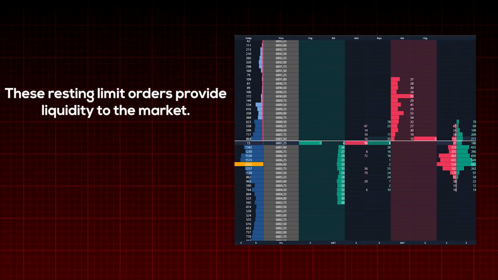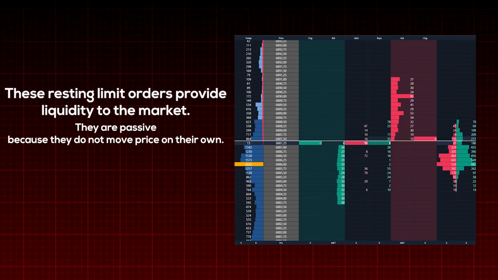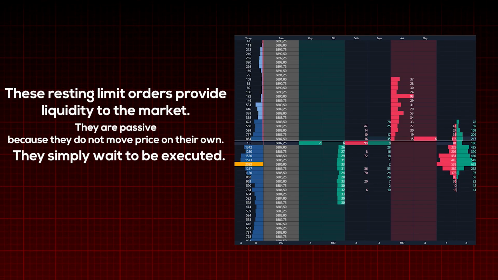These resting limit orders provide liquidity to the market. They are passive because they do not move price on their own. They simply wait to be executed.